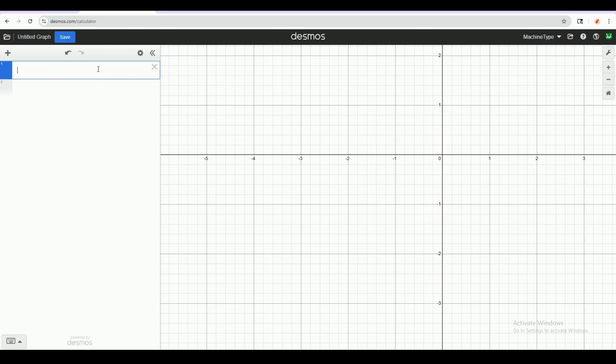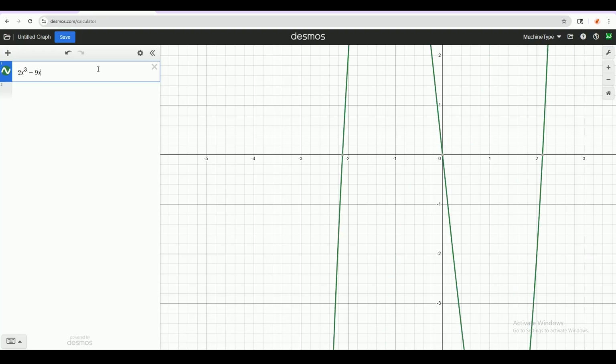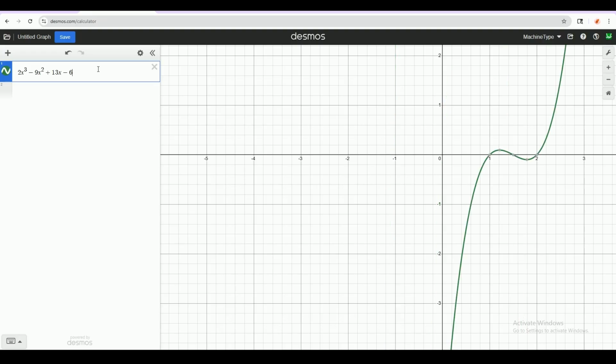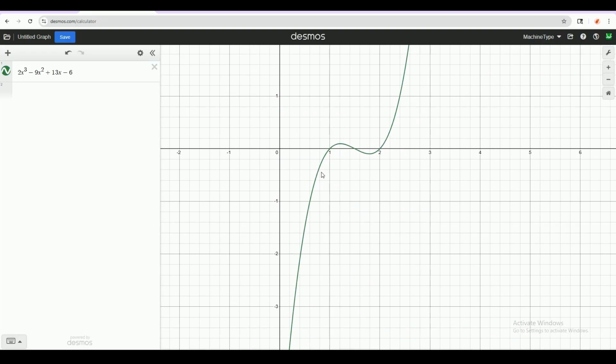So I have 2x cubed minus 9x squared plus 13x minus 6. All right, and from here I'm going to zoom in.